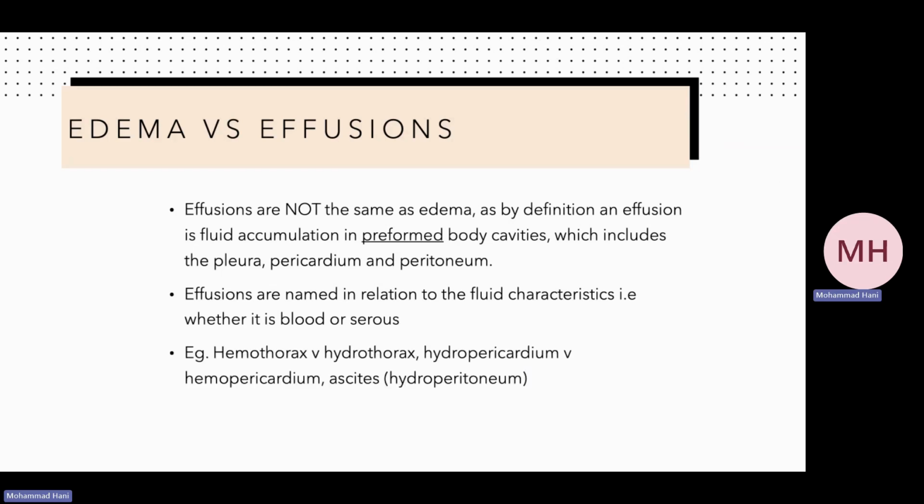Examples are hemothorax, hydrothorax, hydropericardium, hemopericardium, ascites. Ascites is an exception to the naming, but that also means hydroperitoneum. Hemothorax and hemopericardium are under effusions, but their main etiology comes from hemorrhage, so they are also considered hemorrhages into the body cavities.